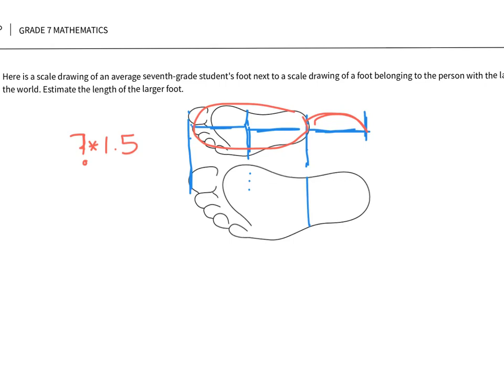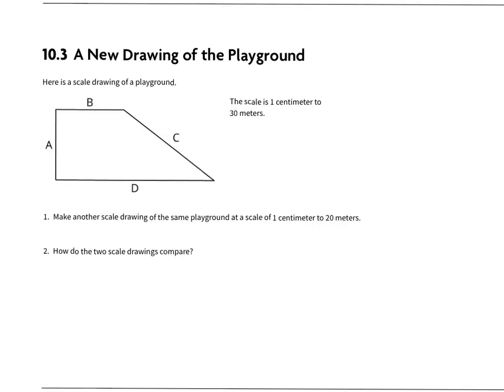We're going to skip the next exercise about the triangle on the map, because it's better to do all as a class and we just are not together today. So we're going to skip to activity 10.3, and it says this is a new drawing of a playground. Here's a scale drawing of a playground, and notice we have sides A, B, C, and D, and it tells us that the scale is 1 centimeter to 30 meters.